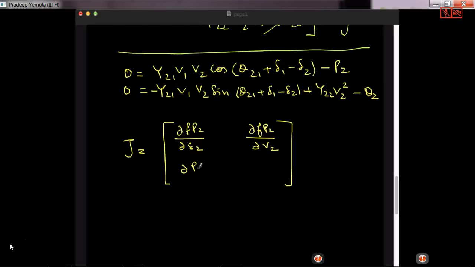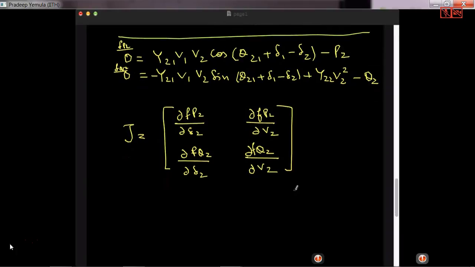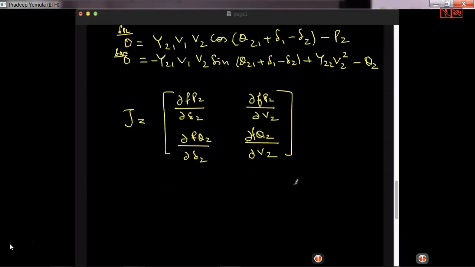Differentiation of the Q2 function with respect to delta 2, and then differentiation of again the Q2 function with respect to V2. So these two I'll just give the labels. This is function P2 and this is function Q2. So let's differentiate this, then I can again write that.